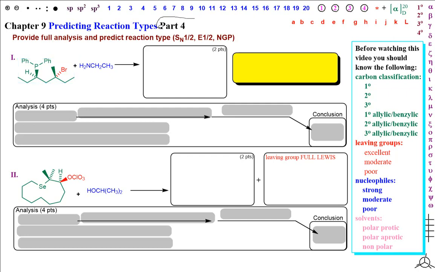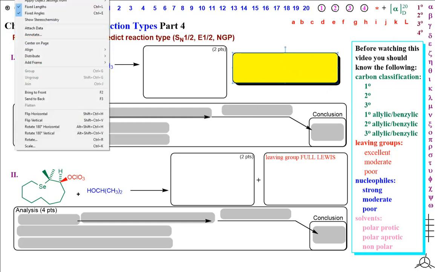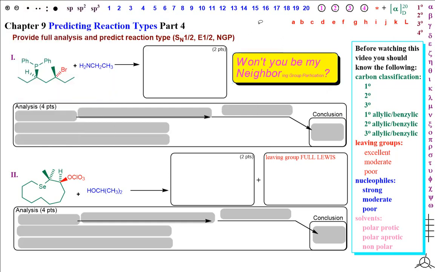And here we are with part 4 of our series in predicting reaction types of these 5 reactions: SN1, SN2, E1, E2, and neighboring group participation, which we haven't talked about yet. We will remedy that situation right now. Won't you be my neighboring group participation? NGP. Finally. Here we go.